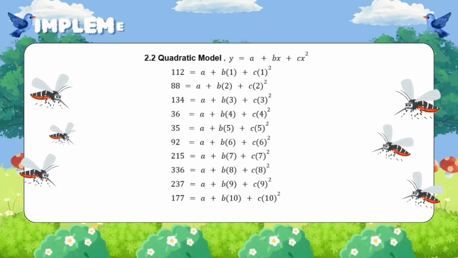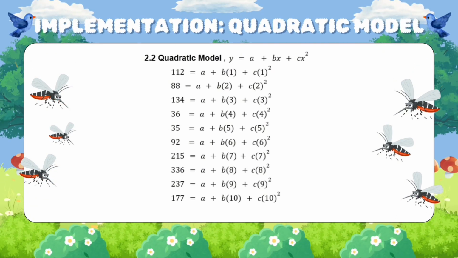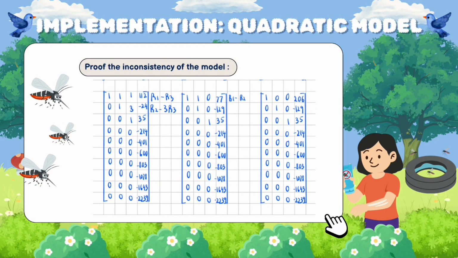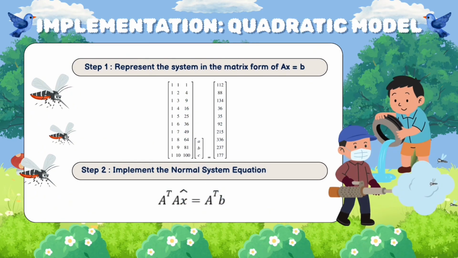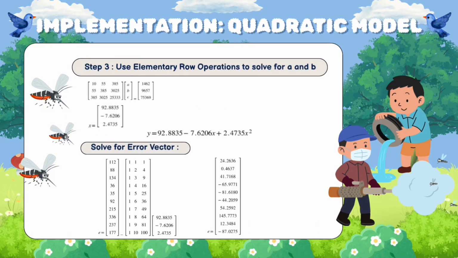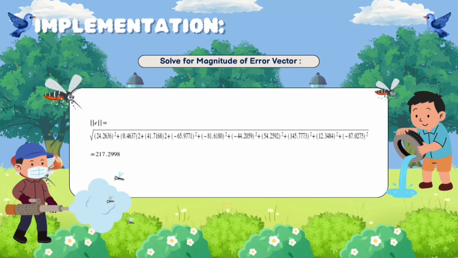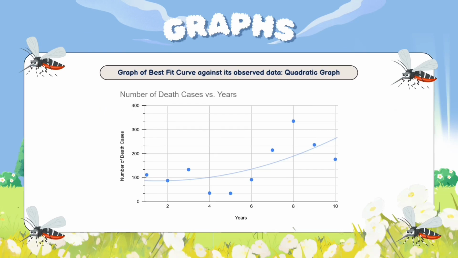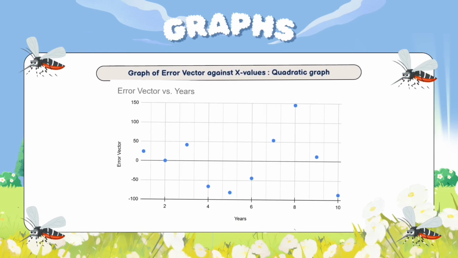Moving on to the next one, the quadratic model. For this model, we looked at each step precisely. Firstly, checking its inconsistency by using ERO. Next, transferring it to the system y = a + bx + cx², and then to Ax = b matrix form. Then we apply the normal system to gain the values for a, b, and c. Lastly, we calculated the error vector and its magnitude. The following shows the quadratic graph of observed data against the year and the error vector against the year.